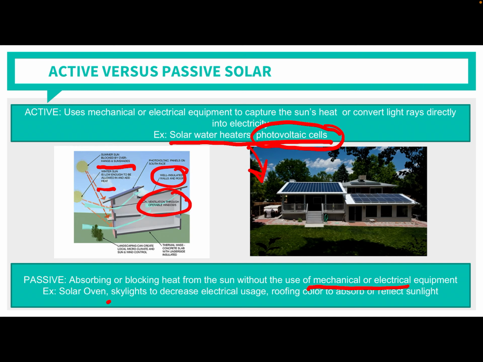Ventilating to let heat out. You can use skylights to decrease your electrical usage. Changing the color of your roof. You're going to notice if you ever travel around in northern locations in the US, we all have dark roofs because we want to absorb the heat in the wintertime. In the south, they have lighter color roofs because they want to reflect the sun's heat because they get more sunny days.